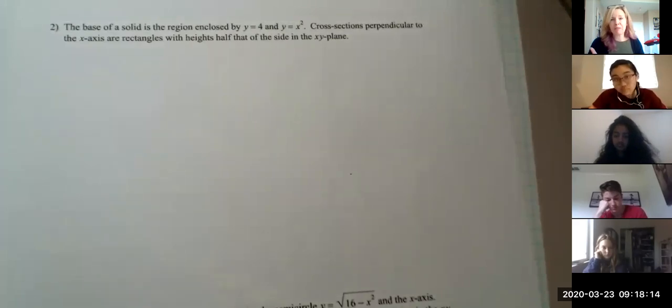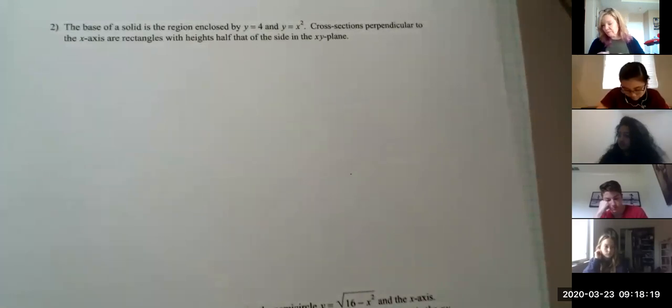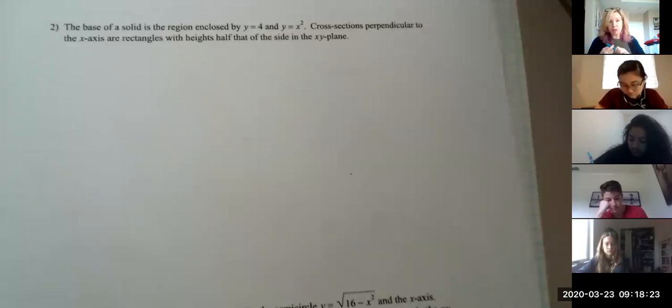So your first job is just to take the line y equals 4 and y equals x squared and figure out what that region is. So think about what that shape looks like. Maybe make a quick sketch of what you think that looks like, of just the region, so y equals 4 and y equals x squared, because we have to start with that base.